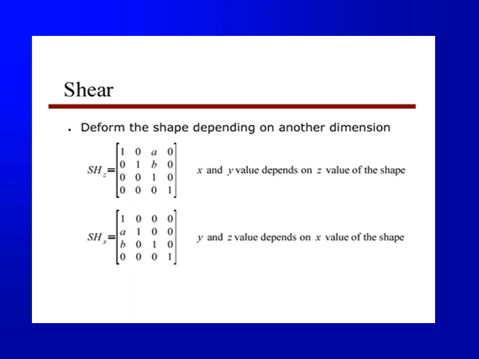Okay, it is a z axis sharing. Now we see the x axis sharing. So for x axis, y and z depend on x, okay, and the matrix is 1 0 0 a, 1 0 0 b, 0 1 0 and 0 0 1. So you have to remember this matrix.